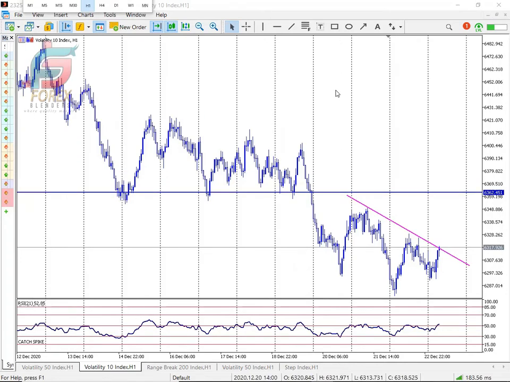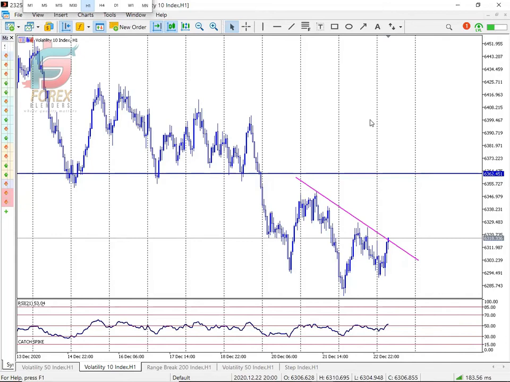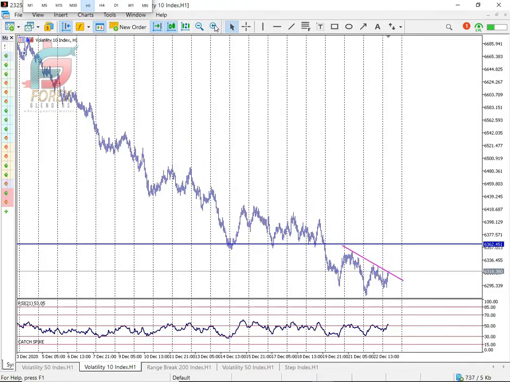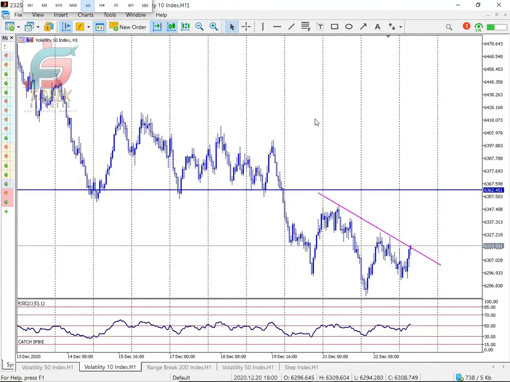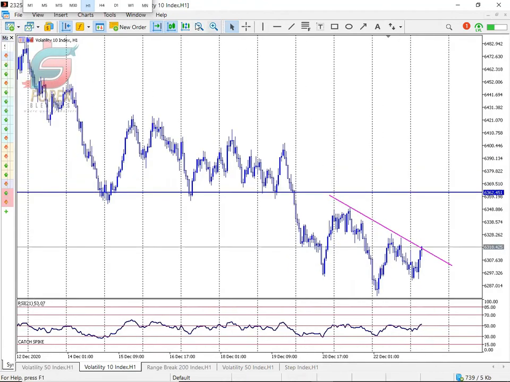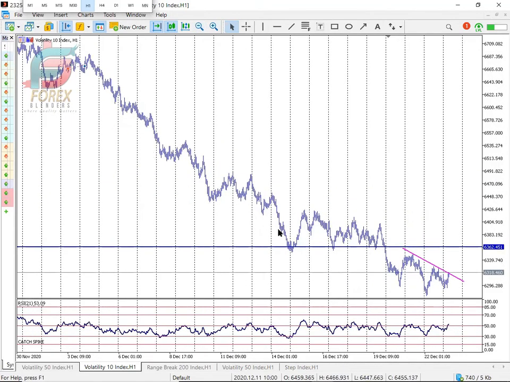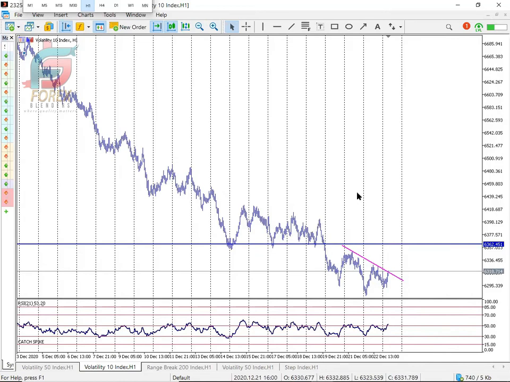So let me start with volatility 10. Volatility 10 is about to go up, and I've been talking about higher highs and higher lows. Before even starting trading, you need to understand those higher highs, the way the market moves. Like here you can see, the market was moving in a downtrend, making lower lows and then higher lows. So what I'm talking about is this.